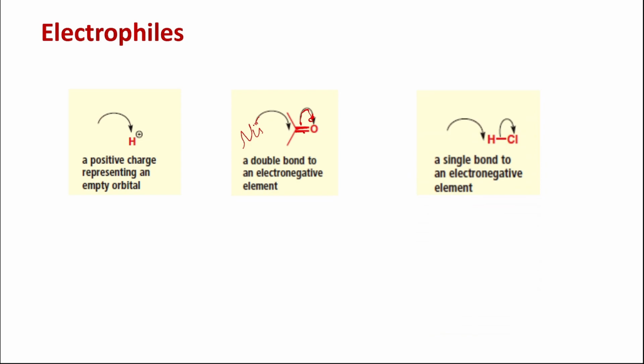The third type is an atom that has a single bond to an electronegative element. In this case, like hydrogen chloride, the chlorine is more electronegative than the hydrogen, so the chlorine will be partially negative and the hydrogen will be partially positive. In this case, the hydrogen is the electrophile and it can be attacked by a nucleophile.